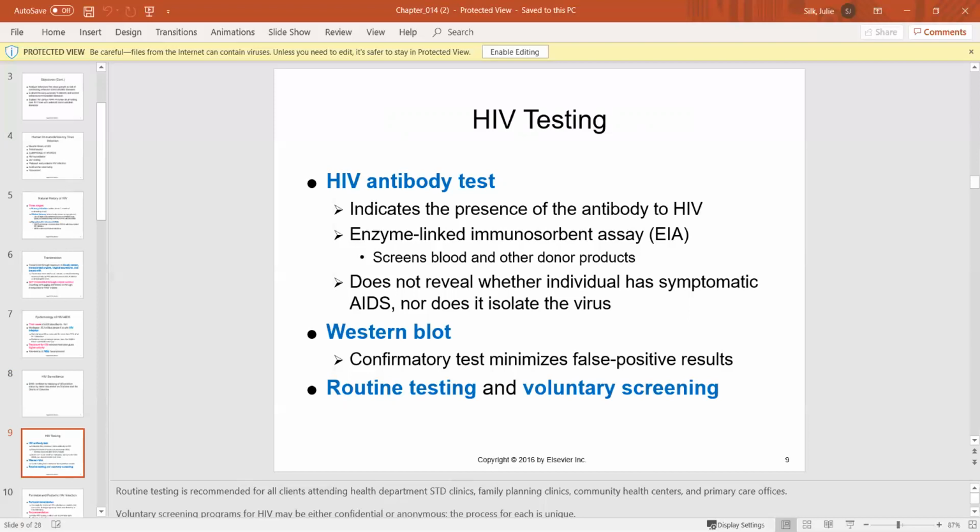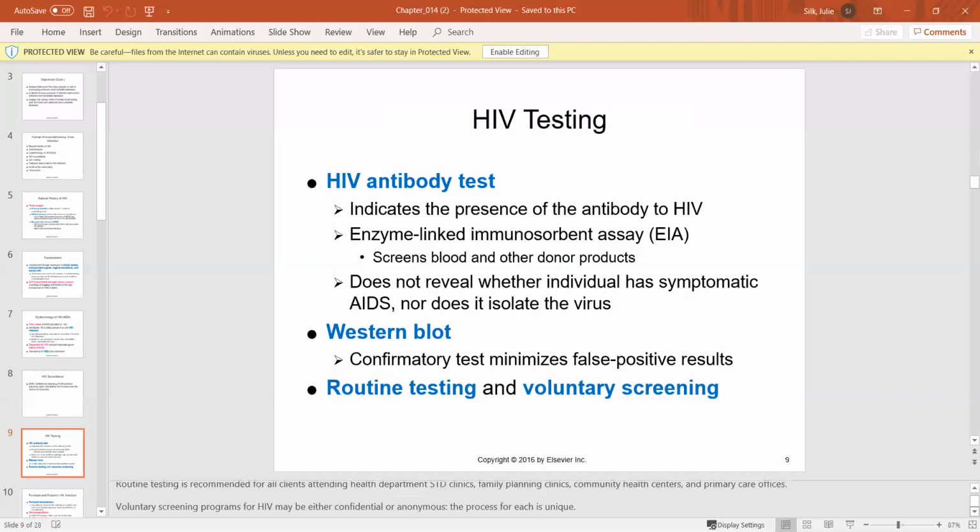So routine testing is recommended for all clients attending health departments, STD clinics, family planning clinics, community health centers, and primary care offices. Voluntary screening programs for HIV may be either confidential or anonymous. The process for each is unique.